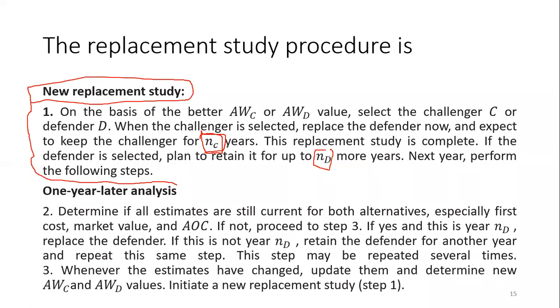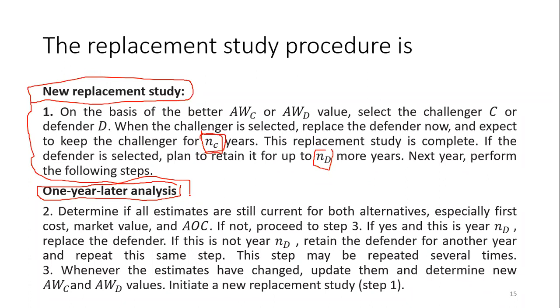Now I finished for this year. I need to make it for the next year, for the third year, for the upcoming years. So we have a replacement analysis and we call it the one year later analysis. We determine if all estimates are still current for both alternatives or if we have some changes.